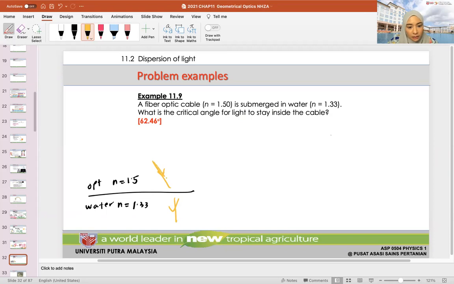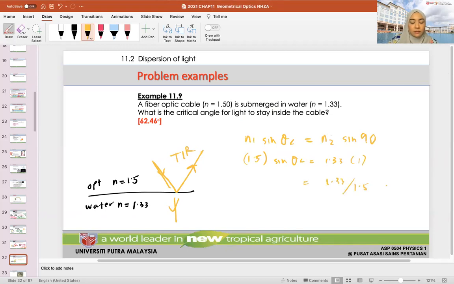What is the critical angle for light to stay inside the cable? For light to stay inside the cable, it has to undergo TIR. So we need to find the critical angle here. So N1 has to be greater than N2. N1 sine theta C equals N2 sine 90, because we're trying to find the angle to keep it inside. N1 is 1.5, has to be greater. Sine theta C equals 1.33 over 1.5. 1.33 divided by 1.5 gives me something that is less than 1, so it is correct. So theta C would be, if I'm using my calculator, but I'm not, because I already did it, 62.46.